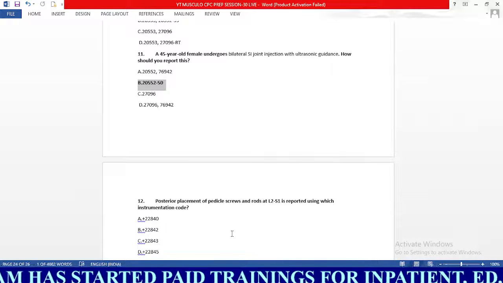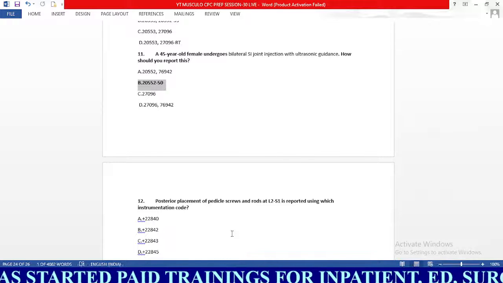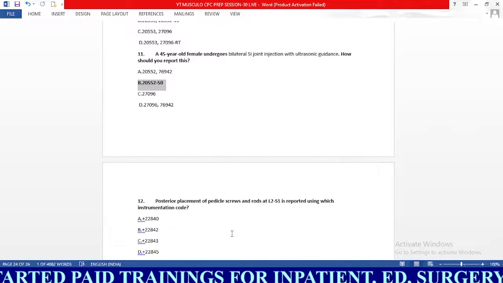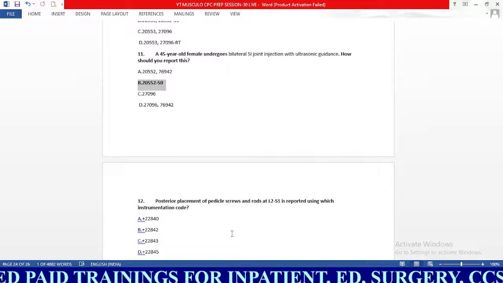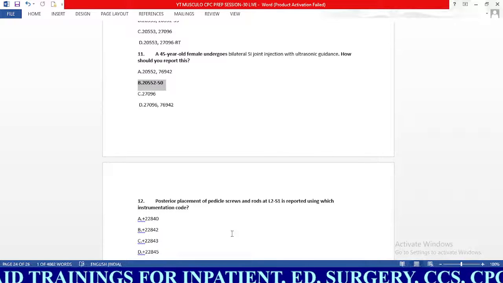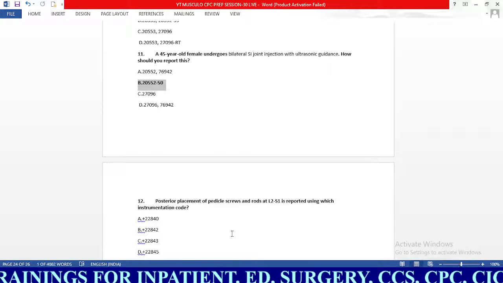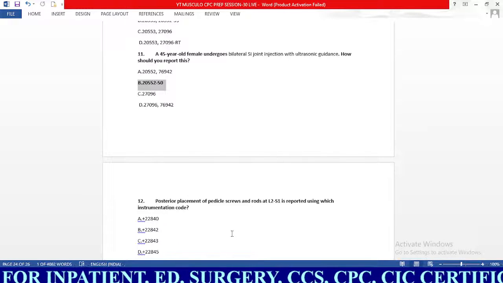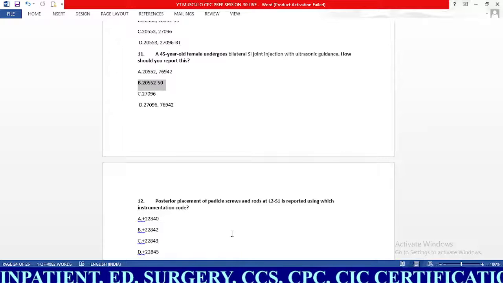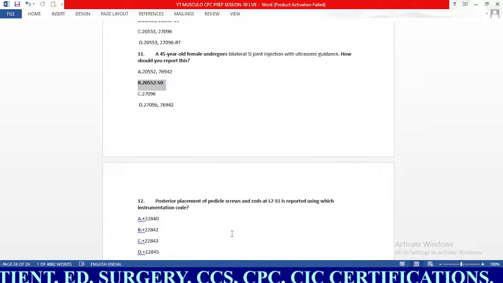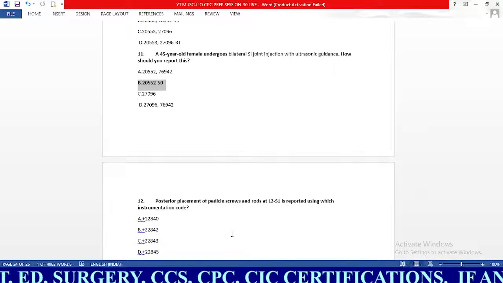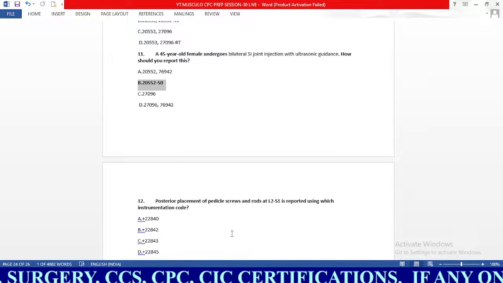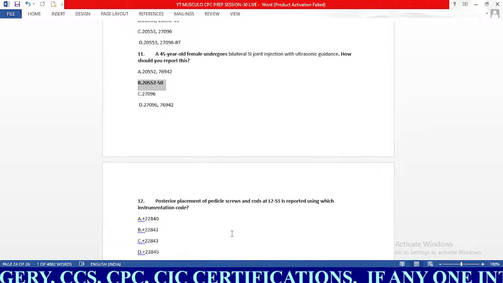Yeah, we will check 22843 now. 7 to 12 vertebral segments, and 22845 is for anterior instrumentation. So based on our question, the physician has performed posterior instrumentation. So we will eliminate option D. Option D, we need to check 22842 and 22843.